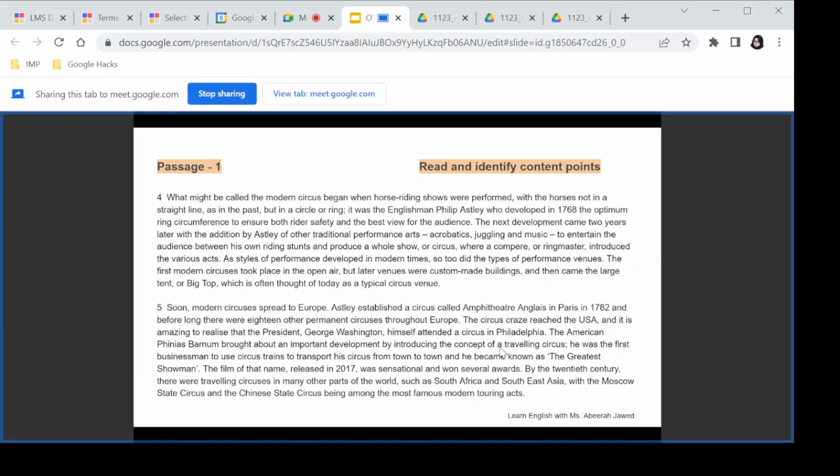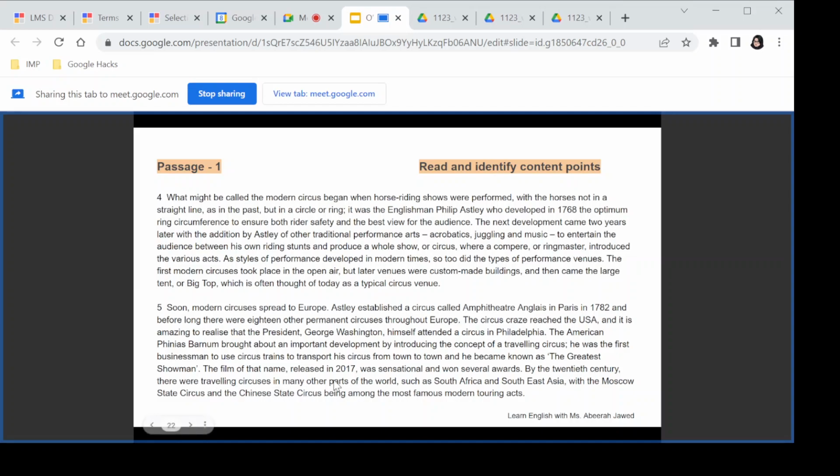What would you pick here? The introduction of the concept of traveling circus. That's it. Perfect.